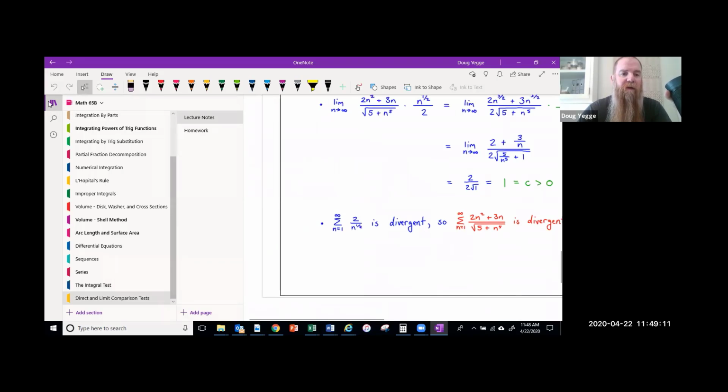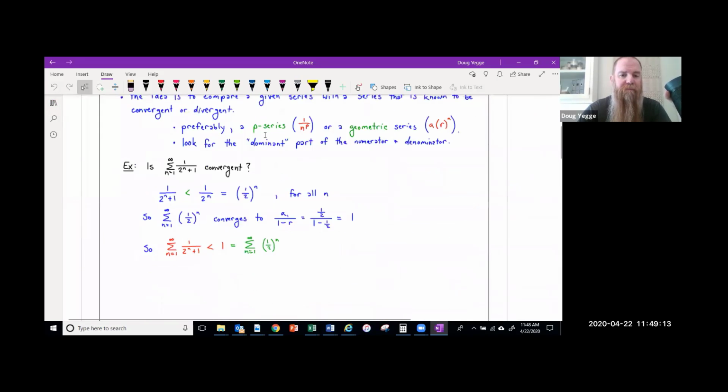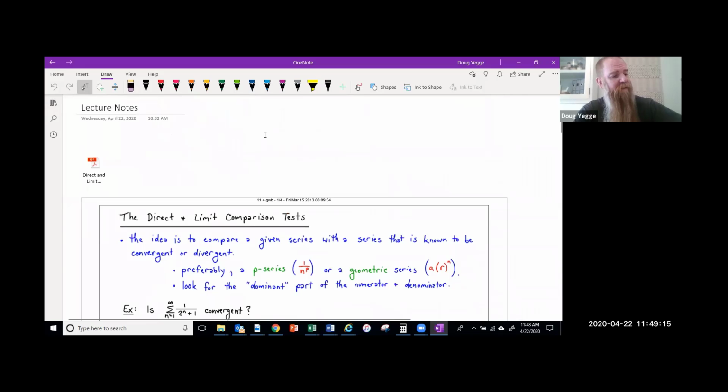Got another test called the direct comparison test. And these tests are really cool because a lot of times the series that we deal with are not easy to determine whether or not they converge or diverge. So what we do instead is we compare them to series that we do know converge or diverge.